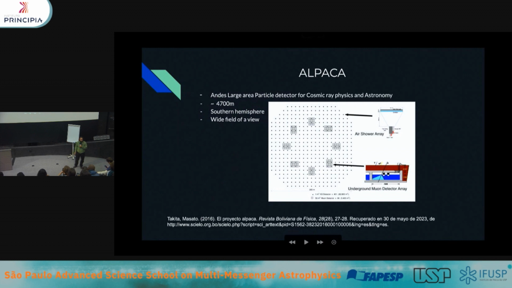It's under construction in Bolivia. It's called ALPACA for the animal that lives there. And it's basically the Andes Large Area Particle Detector for cosmic ray physics and astronomy. Yeah, very large. We have to take advantage of Bolivia's high altitude, and we want to put this array over 83,000 square meters. And we have this array of scintillators, and below them there will be muon detectors. So there's room for simulation, experiments, and more scientists.